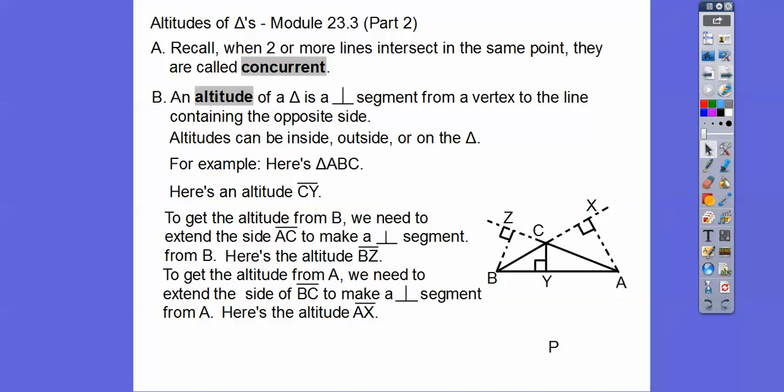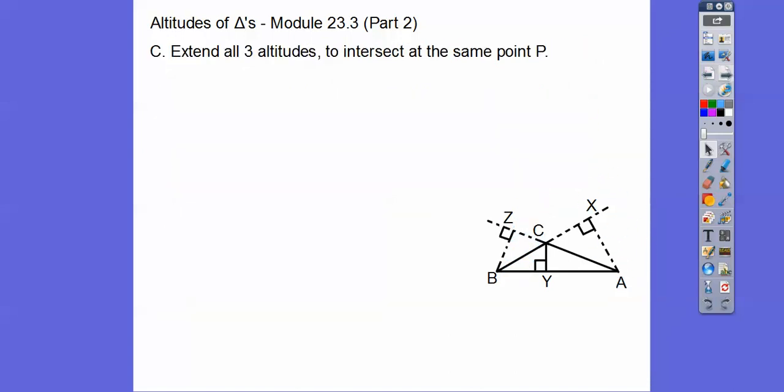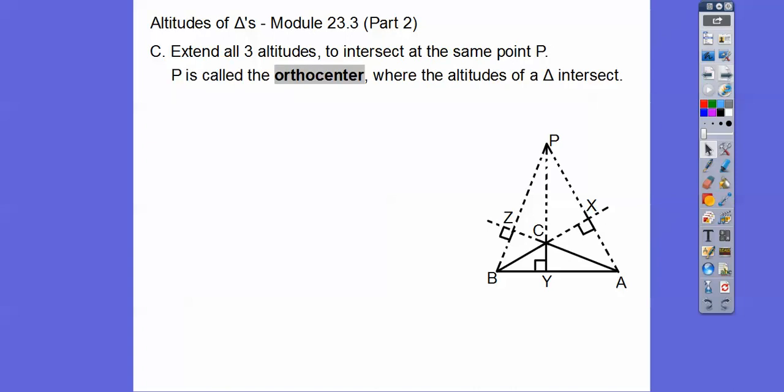Now you'll notice I have that little point P hanging down there. That wasn't supposed to be there, but what that point P is, it's going to be where all three altitudes intersect. So this altitude and this altitude and this altitude, they're all going to intersect somewhere up here. Can you imagine if we extended those lines with a nice straight edge? Let's extend all three altitudes to intersect at the same point P. That is called the orthocenter, where the altitudes intersect in a triangle.